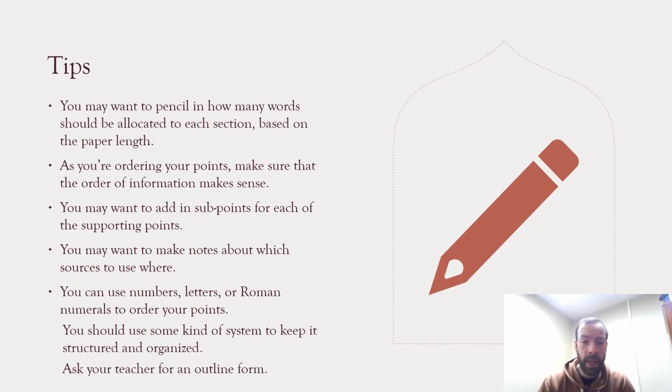You can use numbers, letters, or Roman numerals to order your points. That's an aesthetic thing. It really doesn't matter. But you should use some kind of system to keep it structured and organized. I would definitely use something sequential like numbers or letters rather than just bullet points, right? Which don't have a sequence or order to them necessarily.